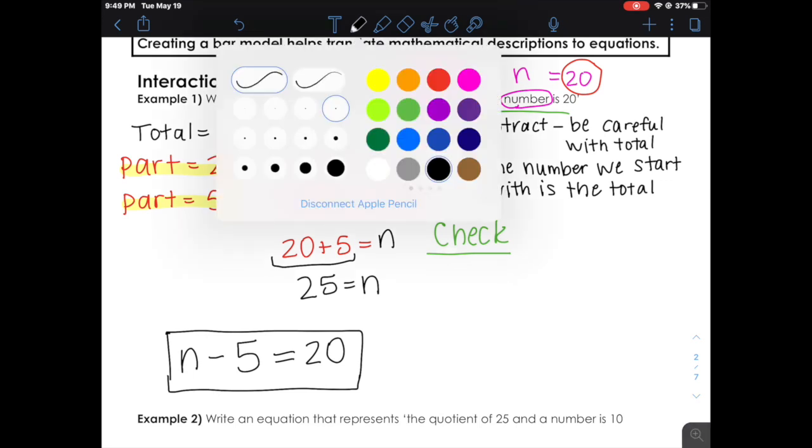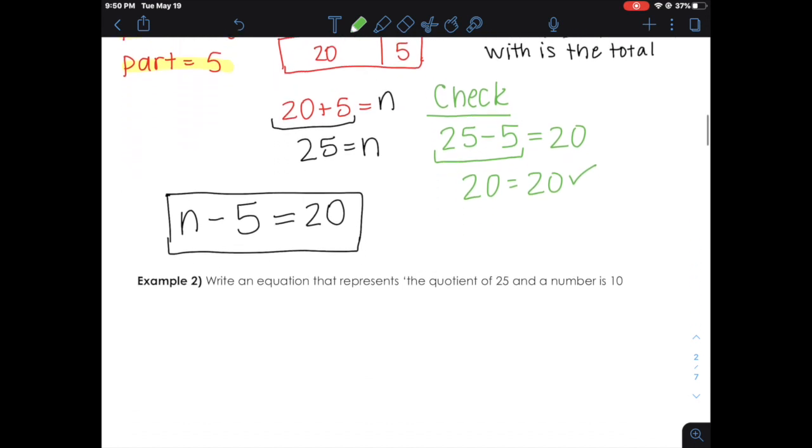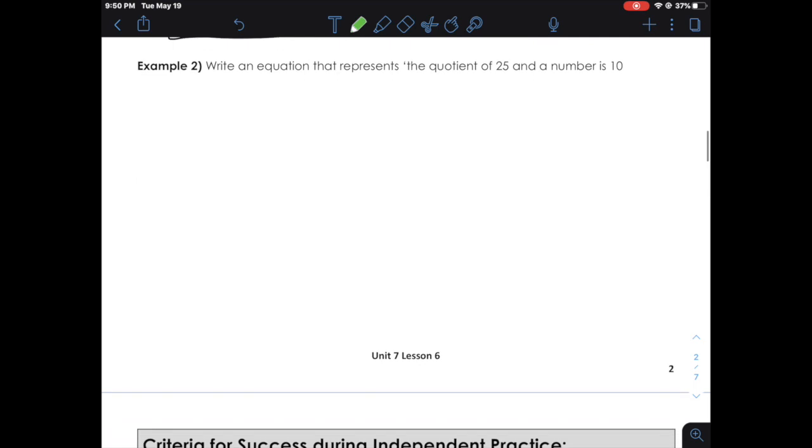Now we can plug in our variable n, 25, into this expression and see if we get 20 as the answer. And if we do, we did it correctly. So 25 minus 5 equals 20. When I simplify, 25 minus 5 is 20, and 20 equals 20, so we are correct. All right, so let's move on to example 2.